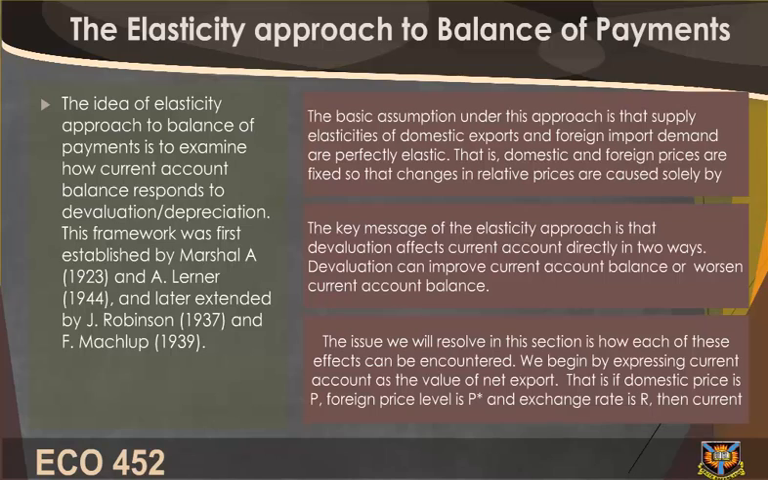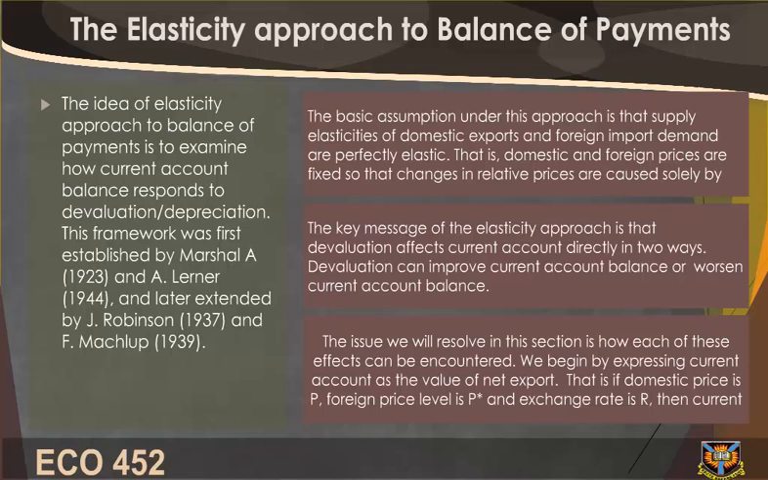This framework was first established by A. Marshall (1923) and A. Lerner (1944), and later extended by J. Robinson (1937) and F. Machlup (1939). The basic assumption under this approach is that supply elasticities of domestic export and foreign import demand are perfectly elastic. That is, domestic and foreign prices are fixed so that changes in relative prices are caused solely by the exchange rate.